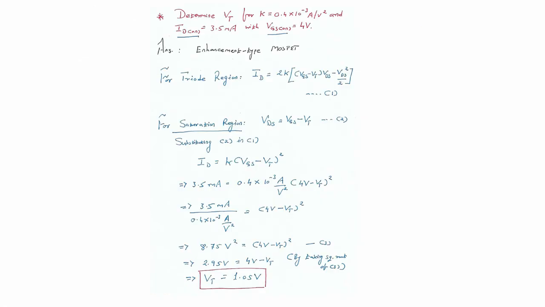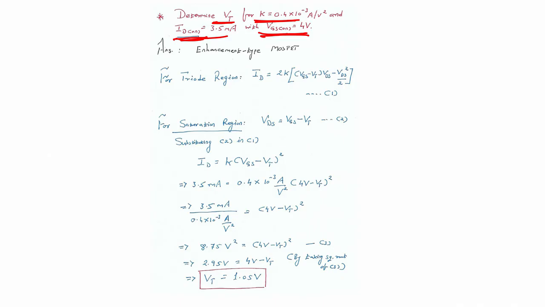So, let us do one more example and then we will finish this particular module, and we will continue in the next module of the same lecture. If you are asked to determine Vt, that is the threshold voltage, for K of some value, Id on for some value, with Vgs on for some value.